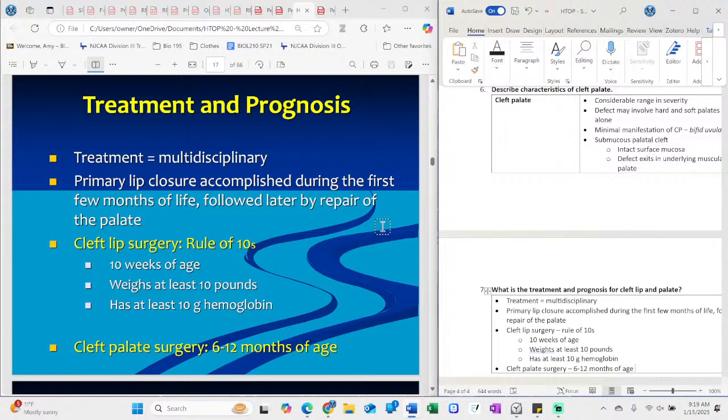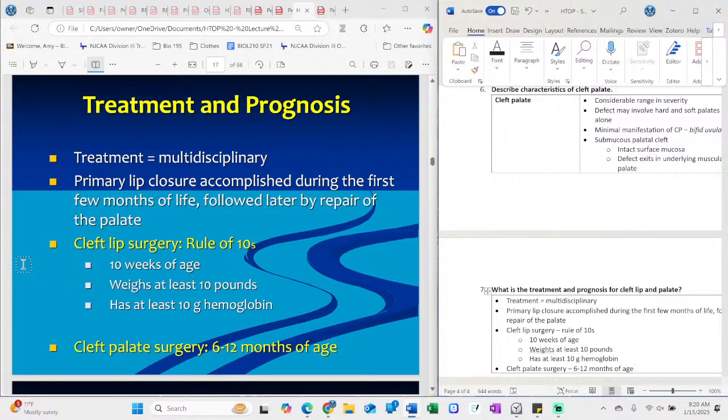The rule of tens comes from two oral and maxillofacial surgeons who coined this rule of tens for a cleft lip surgery, and they recommended that it's ideal to wait for surgery for a cleft lip until the child turns 10 weeks of age, they weigh at least 10 pounds, and they have at least 10 grams of hemoglobin. That's for the cleft lip. So that's about 2 to 3 months after birth when the cleft lip surgery is done.